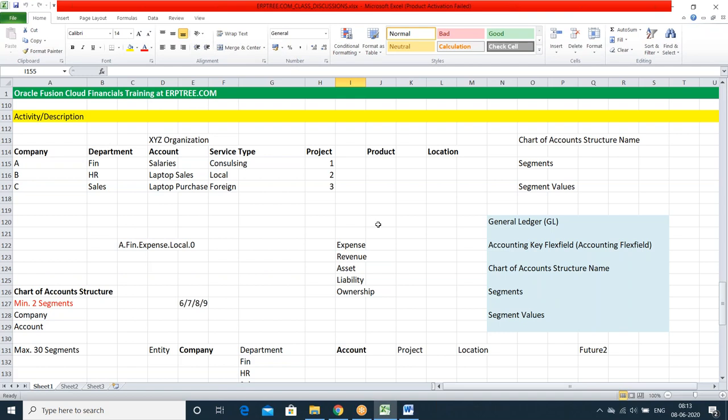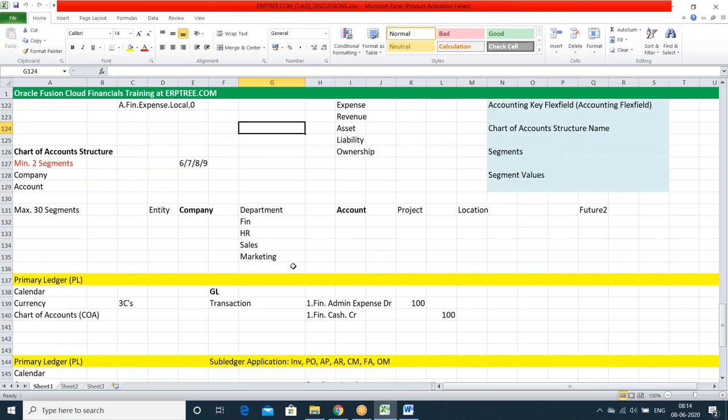After completing the enterprise structure related discussions, again, we'll come back to this chart of accounts wherever we have some sort of mapping between the enterprise structure related information and chart of accounts. We'll discuss those points. Okay, right.